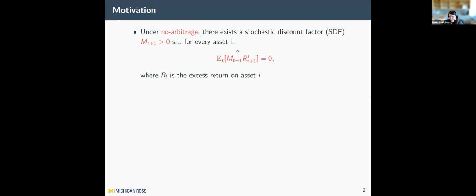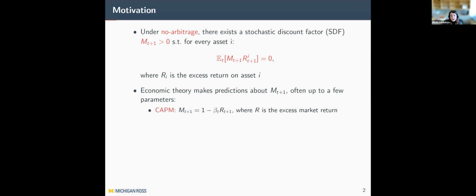The problem is that in practice, we do not know what the stochastic discount factor M is going to be. So one approach would be to just rely on economic theory, and this is going to make predictions about the stochastic discount factor M, typically up to a few parameters. So if you were to think about the CAPM world, we know that the stochastic discount factor is going to be linear in the excess market return.